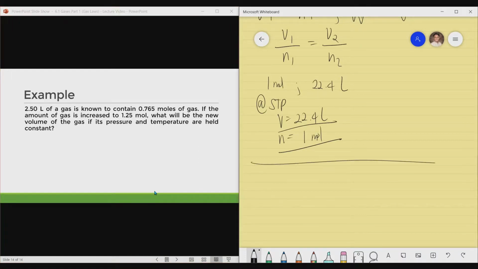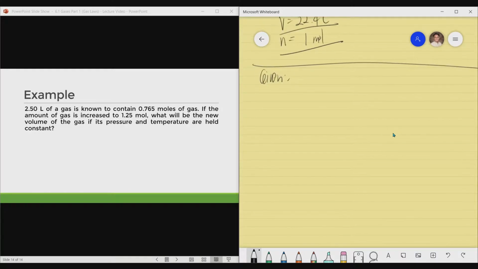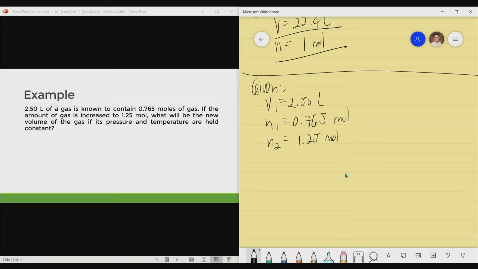So let me read the problem. 2.50 liters of a gas is known to contain 0.765 moles of gas. If the amount of gas is increased to 1.25 moles, what will be the new volume of the gas if its pressure and temperature are held constant? So let me write the given. Your given are initial volume, 2.50 liters, initial number of moles, 0.765 moles, and final number of moles, 1.25. Now, what about the required?